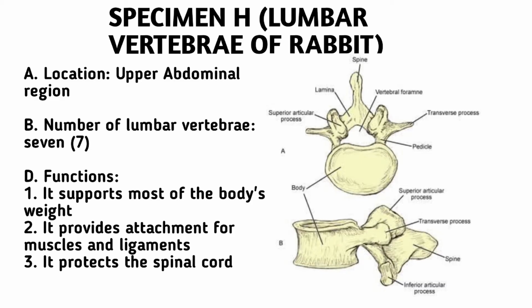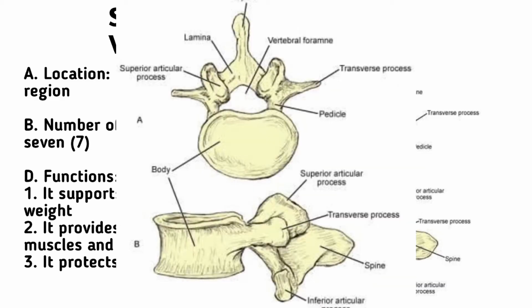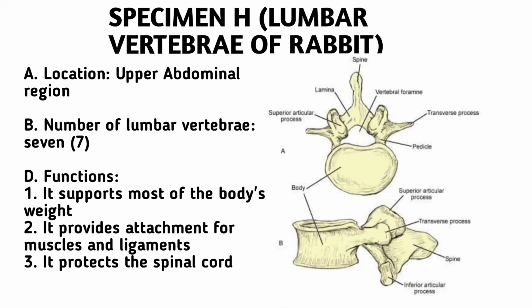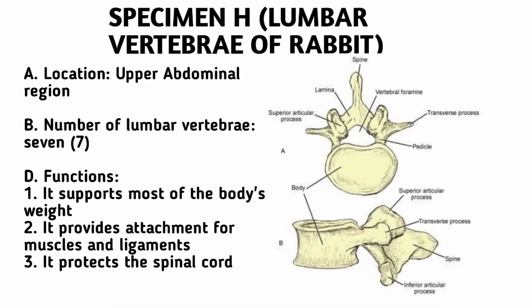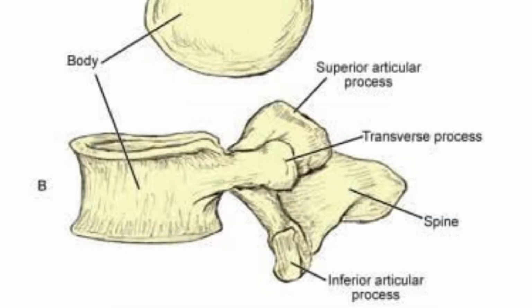So you could be told to draw a diagram of this specimen. On the diagram showing on your screen right now, the first diagram above is the superior view, and the one below is the lateral view. So when you are asked to draw, look at the question, look at what type of view they are asking you to draw. If they tell you to draw the superior view, draw the one above. If they tell you to draw the lateral view, draw the one below.